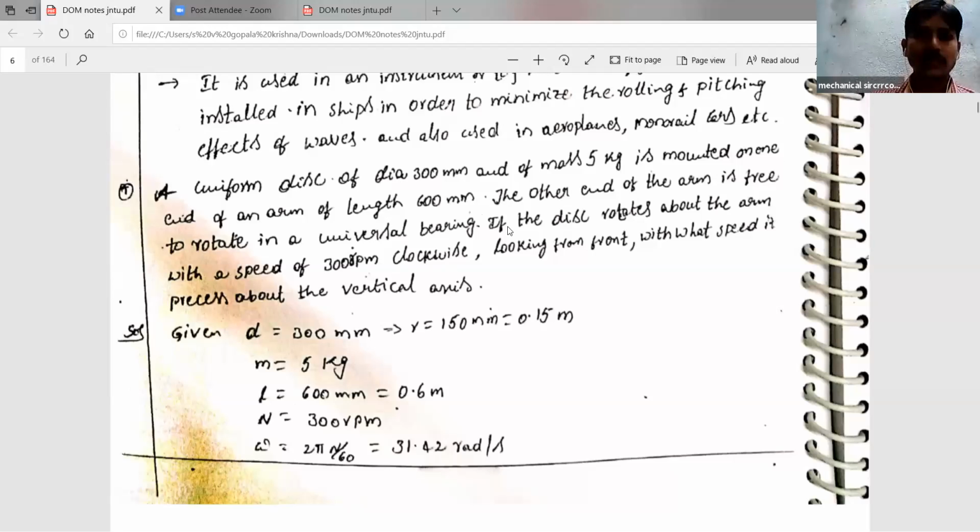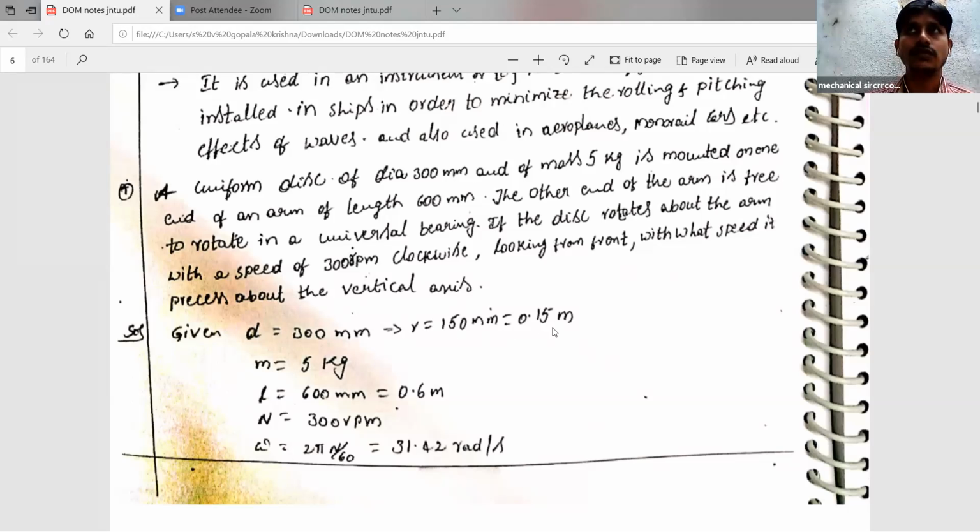It is free to rotate with the help of the universal bearing at the other end, and the disc rotates about the arm with a speed of 300 rpm clockwise. So the speed of the disc is 300 rpm. Looking from the front side, at what speed does it precess about the vertical axis? All of you observe that. From the problem description, we write our given data: D equals 300 mm, that means the radius r is 150 mm.